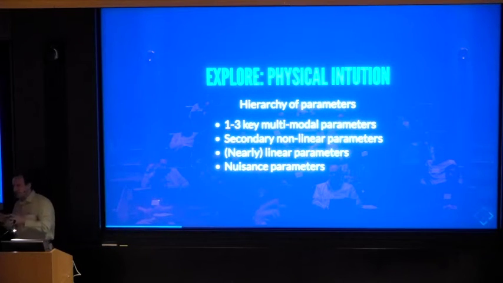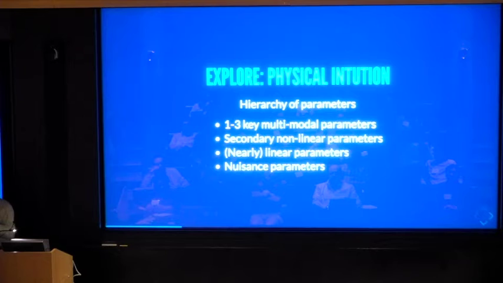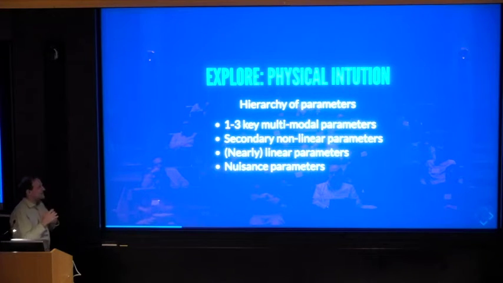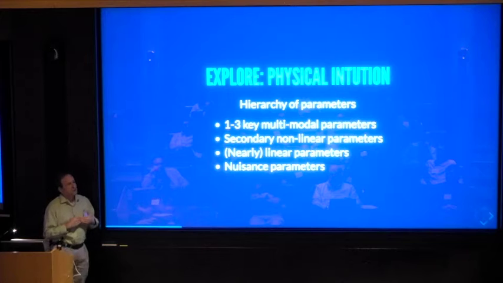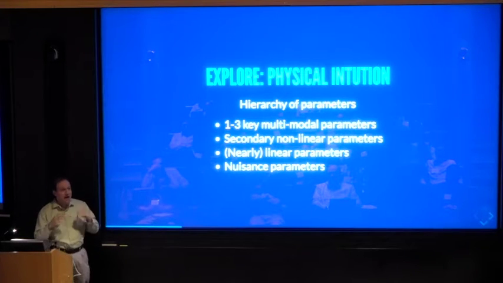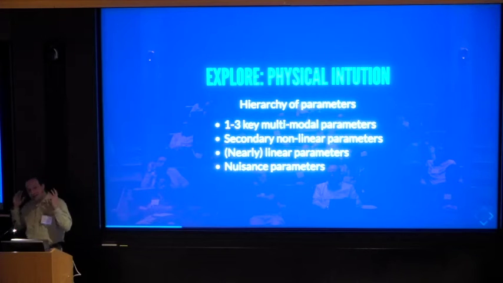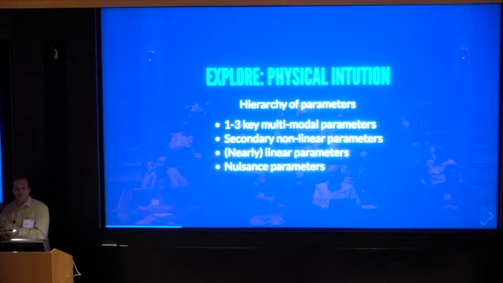The next step, once you've written down your model and whatever assumptions you're willing to make, is to think of those parameters and try to organize a hierarchy. There's hopefully 1 to 3 parameters that are really important, highly multimodal, and you know what, I just am going to have to search over them brute force. That's just the way it is. If I don't like it, tough.